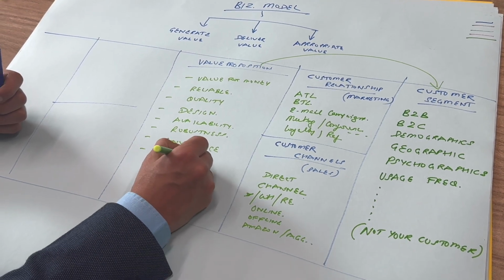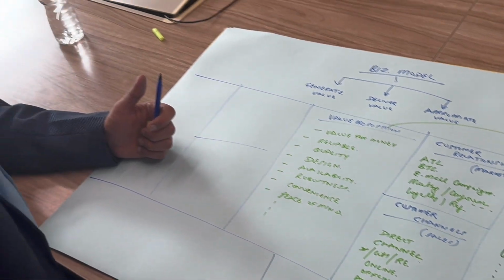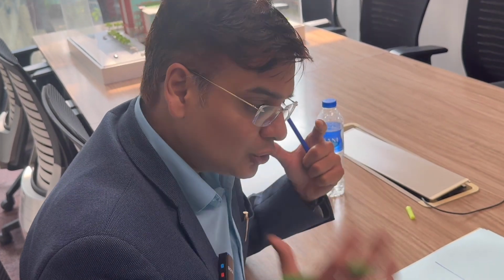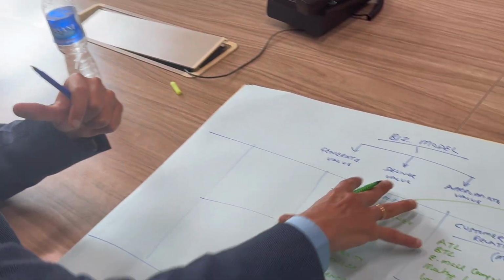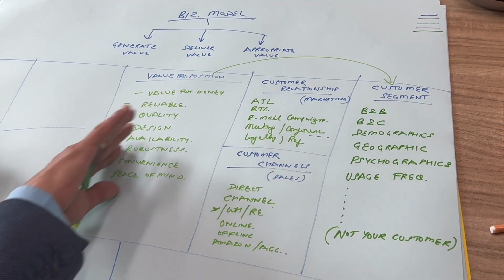Peace of mind. For example, State Bank of India can be peace of mind. The reason people still stick with State Bank of India, even if so many private banks have come, is because in State Bank of India, at least you have peace of mind that your money will not go anywhere. Or LIC can be another example of peace of mind. So know what your value proposition is, stick to it, and keep reinforcing it over and over again through all your channels. These activities are what we call value delivery activities.